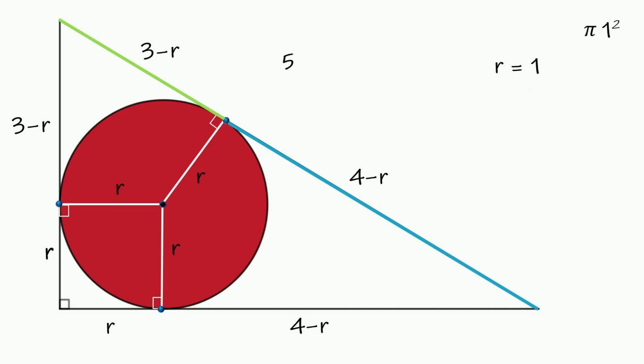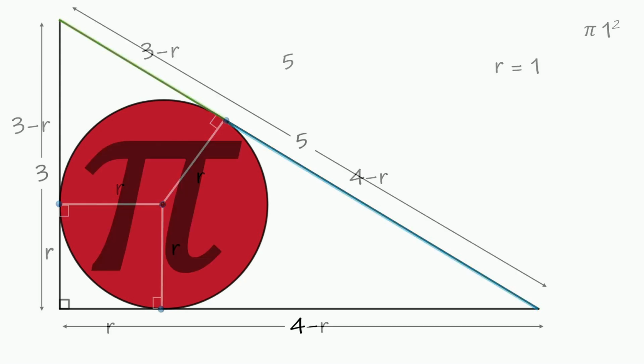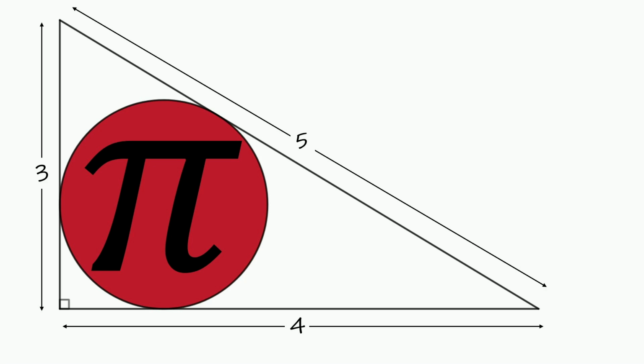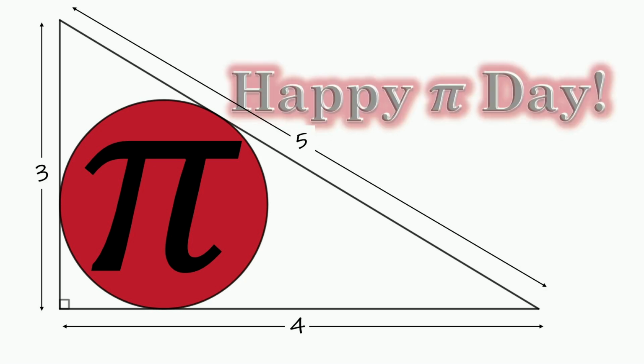Let's plug in our value. 1 squared is 1. 1 times pi is pi. So the area of the circle is pi. That's pretty cool. Happy Pi Day, everybody.